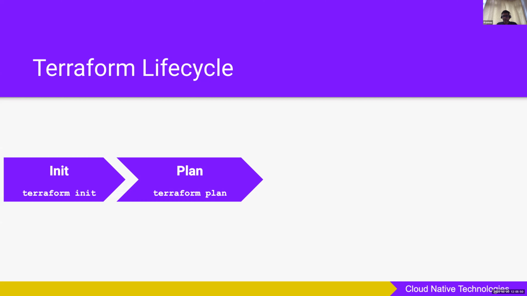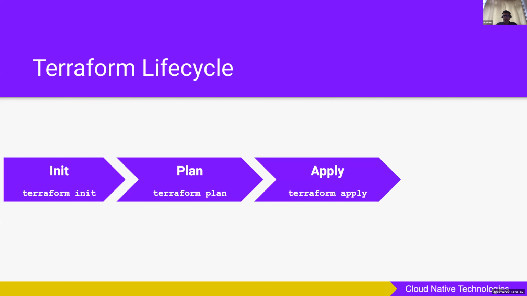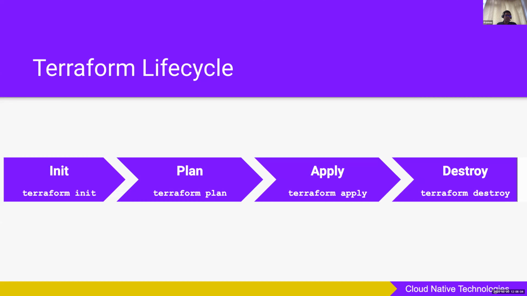Once we are happy with the plan, we can run terraform apply to create that infrastructure or make changes to it. And once we are done with the project or no longer require that infrastructure, we can run terraform destroy to destroy it. This way we can quickly build and destroy infrastructure, save the cost, and utilize the cloud the way it is meant to be, not leaving the infrastructure running long if you don't need it.